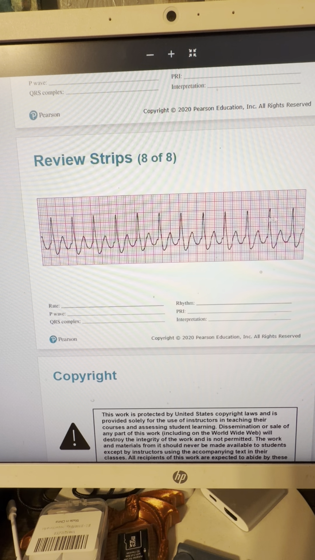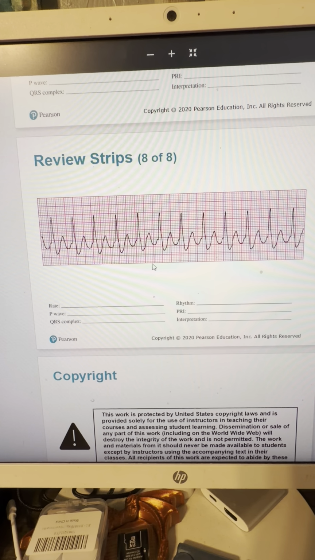This one, heart rate's over 100, no discernible P waves. I mean, I guess maybe you could count that, but that's kind of a reach. It is regular, so this is junctional tachycardia. All done. That's it.